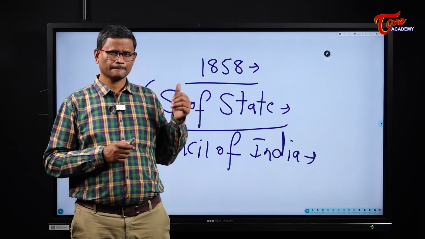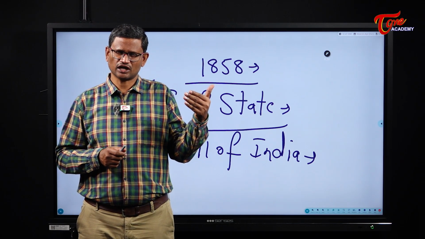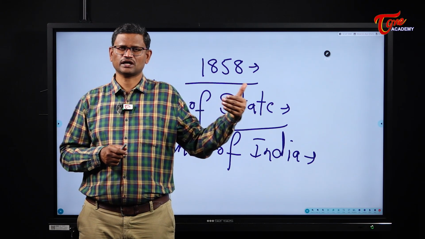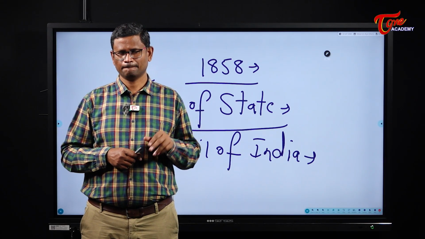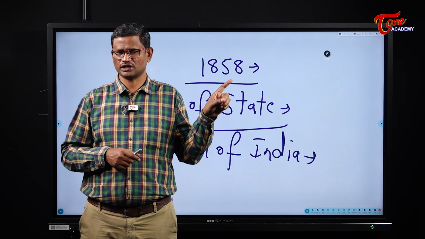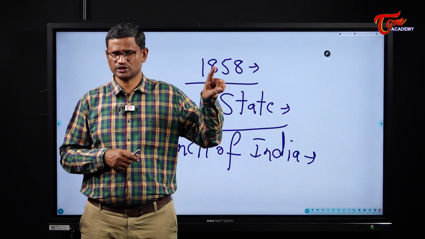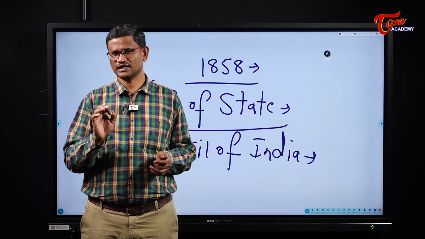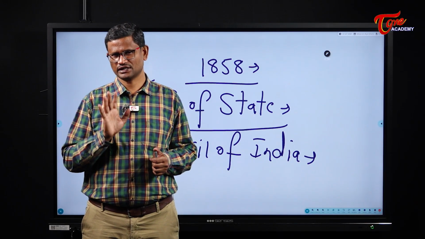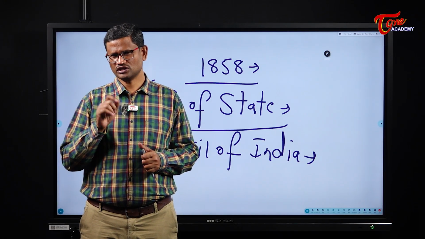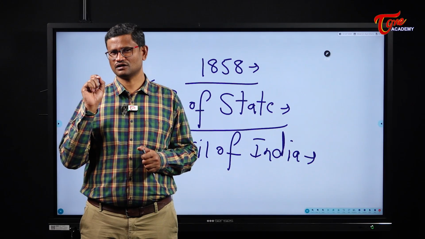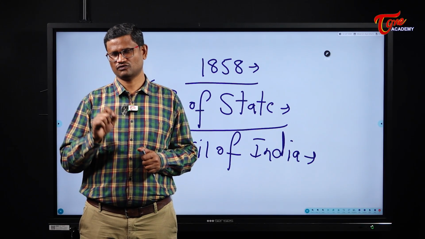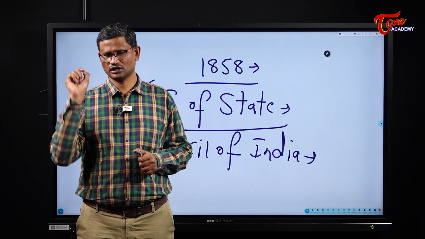When the Governor General of India administered British India, he was called the Governor General of India. But when he dealt with the princely states as a representative of the British Crown, he is called the Viceroy. So, the designation is Viceroy cum Governor General. The first Viceroy is Lord Canning.